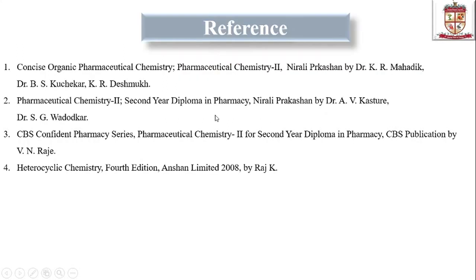Okay, these are the references: Concise Organic Chemistry or Pharmaceutical Organic Chemistry, second edition, Nirali Publication, Dr. A.V. Kasture and Dr. G.S. Vadodkar; CBS Publication, Heterocyclic Chemistry, 4th edition by Raj K. Bansal, and many more. Students should follow these references for this numbering and nomenclature.